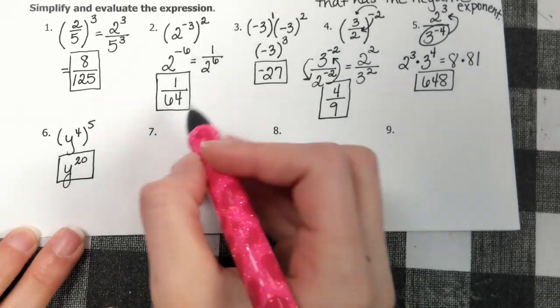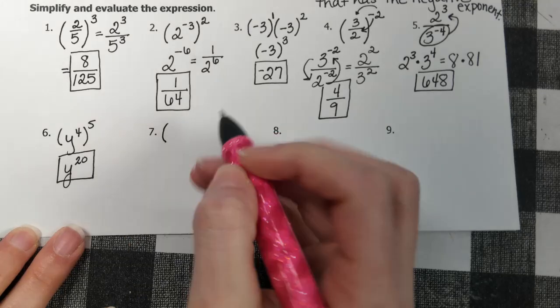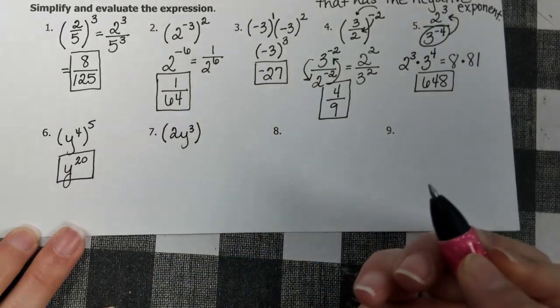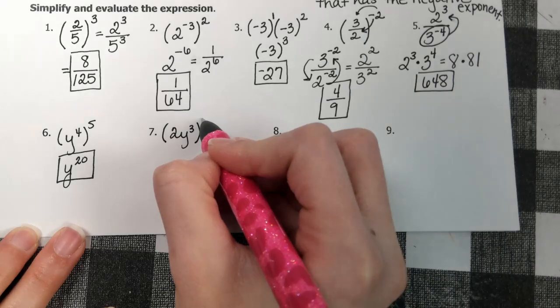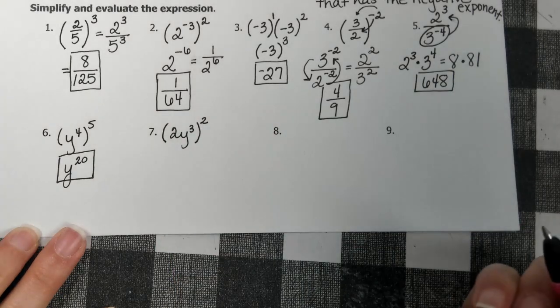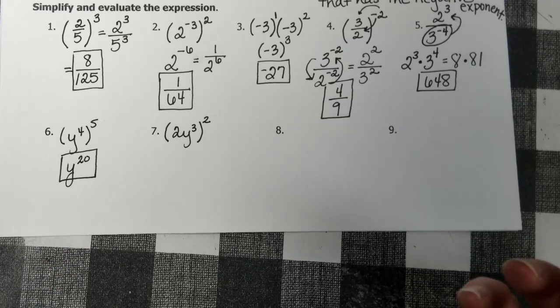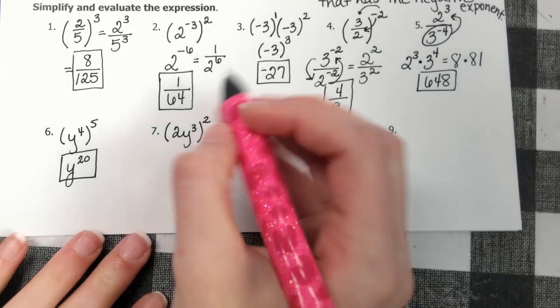Now, example 7, I have a set of parentheses, and I've got 2y cubed inside parentheses, and all of that is raised to an outside 2. Okay, so 2y cubed raised to the second power. What am I going to have to do with that? I have two terms, okay? The 2 is separate from the y. Okay, so what's going to happen? Distribute the 2.